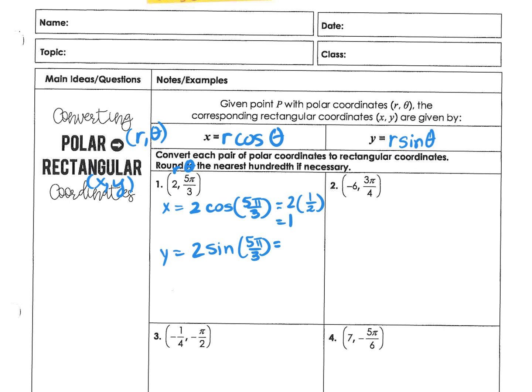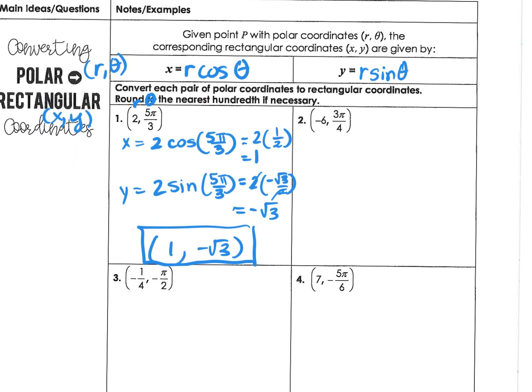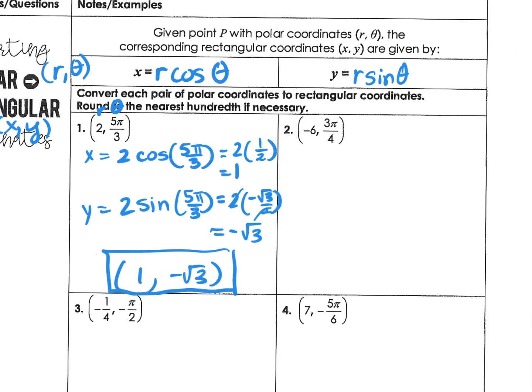What is the sine of 5 pi over 3? Negative root 3 over 2, isn't it? So the 2's go away, so this is just negative root 3. So the x, y coordinates are 1, negative root 3. That's the answer. What did you calculate instead of? Nothing. You're using your unit circle.